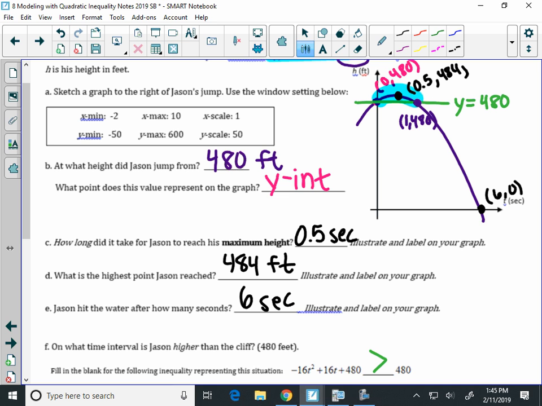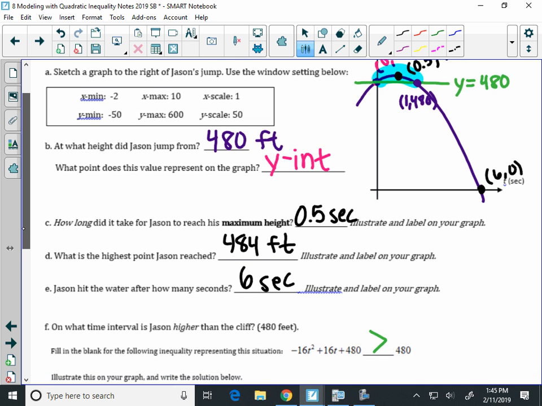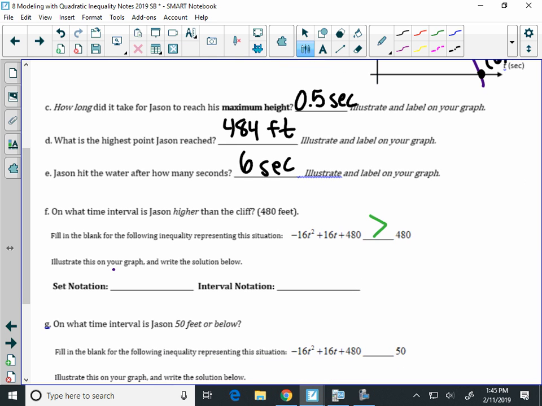So I highlighted one portion of my graph, correct? So what set notation should I write to say that Jason's higher than the cliff from 0 to 1 second? Yeah, 0 is less than x is less than 1. And what would be the interval notation here? Yep, parentheses 0, 1. Okay.